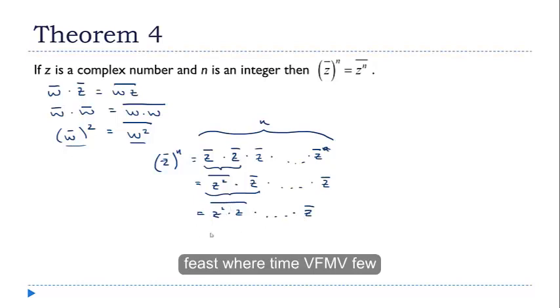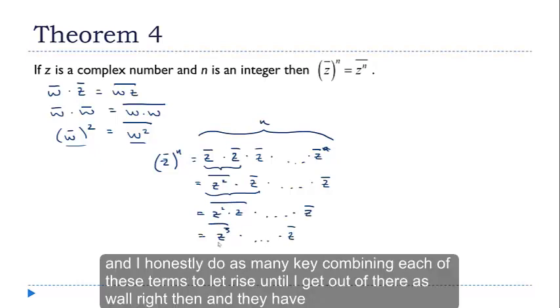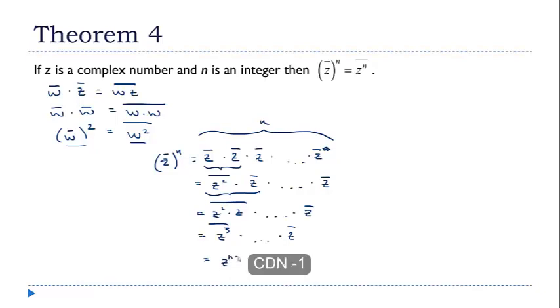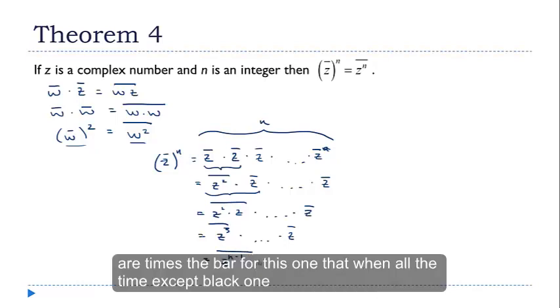Z squared times Z is just Z cubed. And I'm going to keep doing this. I'm going to keep combining each of these terms two at a time until I get down to the very last one, right? Then I'm going to have Z to the n minus 1 bar times Z bar. So at this point, I've combined all of the terms except the last one.